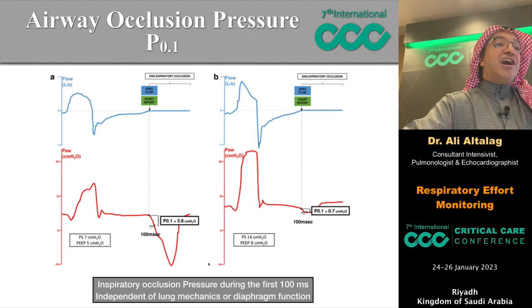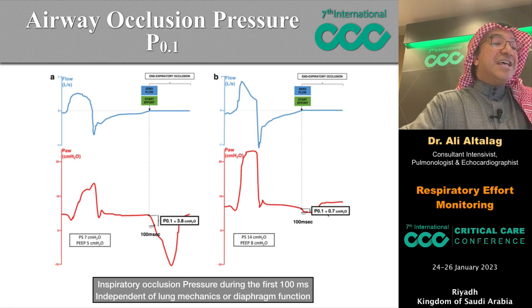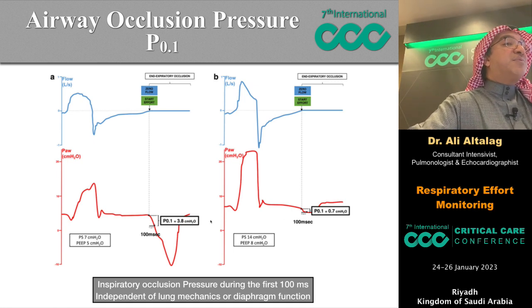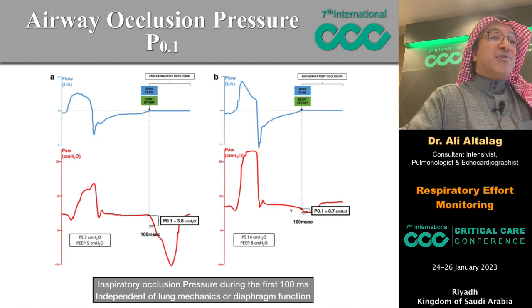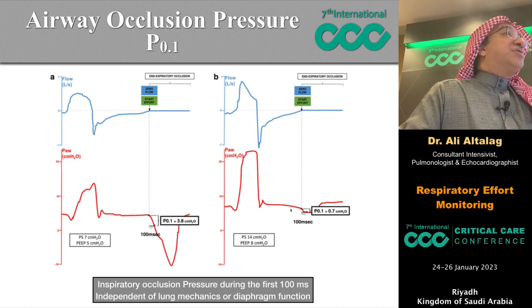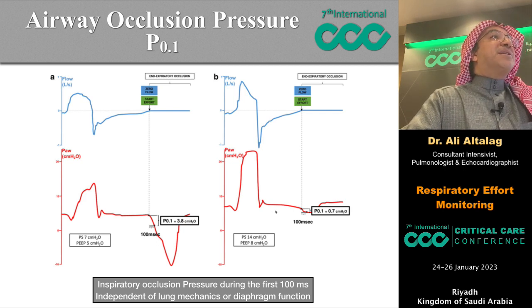And if it is high, for example, this patient has low pressure support and its P 0.1 is quite high, 3.5. It is negative, of course. While this patient is on high support and the P 0.1 is only 0.7. So this patient has high effort because of low support, and this patient has low effort because of high support. Neither of these situations is good, because this patient will have lung injury, this patient will have diaphragmatic injury.